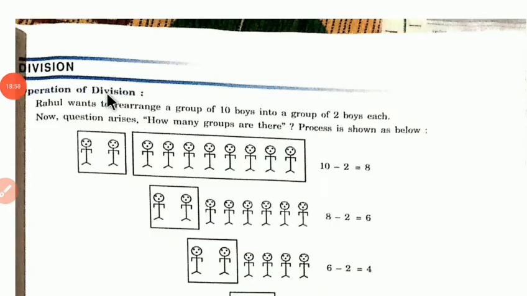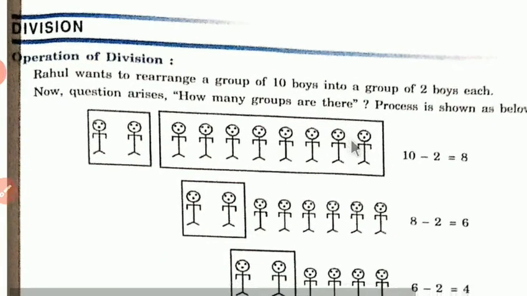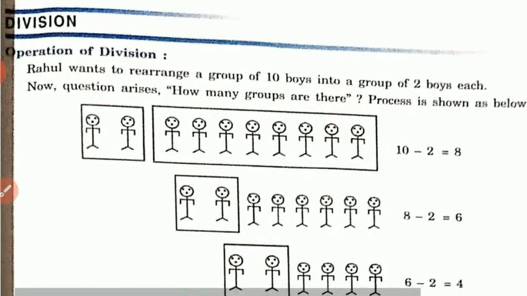Now we'll see the properties of division of whole numbers. Here a division is given. Rahul wants to rearrange a group of 10 boys into groups of 2 boys each. Here a group of 10 boys is given and he wants to make groups in which 2 boys will be there. So how many groups does he want to make? You can see how many boys are given? 10. And he wants to make a group of 2 boys. It means he will subtract 2 boys each time. So 10 minus 2. This is the first group.